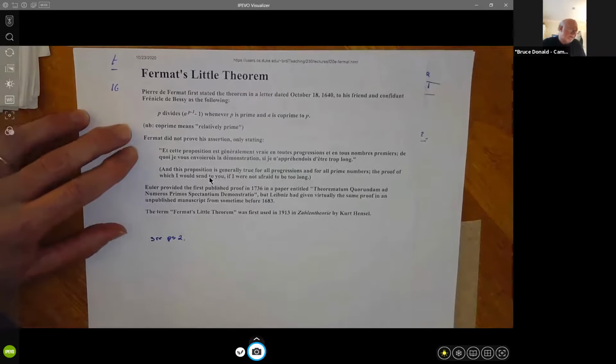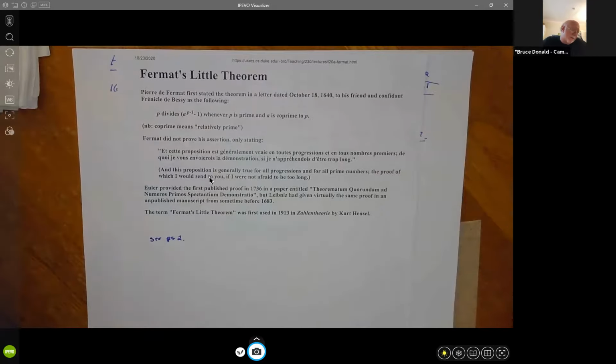Or in English, and this proposition is generally true for all sequences or progressions and for all prime numbers, the proof of which I would send to you if I were not afraid it would be too long. So this isn't exactly the proof standard we use in our class today. So no proof, but a claim that there exists a proof. Quite a bit later, nearly 100 years later, Euler gave the first published proof of this, and it looks like Leibniz and others gave proofs of this that were rigorous.